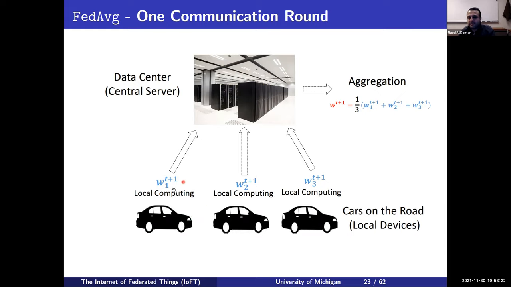So what's happening is that each client is doing some local computation starting from W_t. For example, specifically what was proposed is running a couple of iterations of stochastic gradient descent. Then after running a couple of iterations of stochastic gradient descent, they obtain their individualized updates, W_1,t+1 through W_T,t+1. And then the server update function just takes an average.